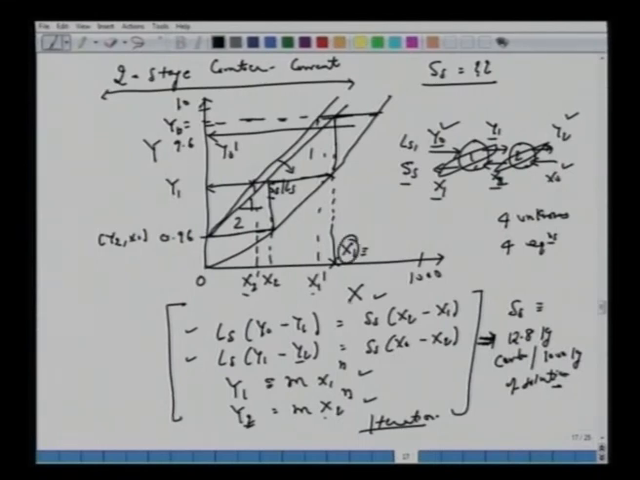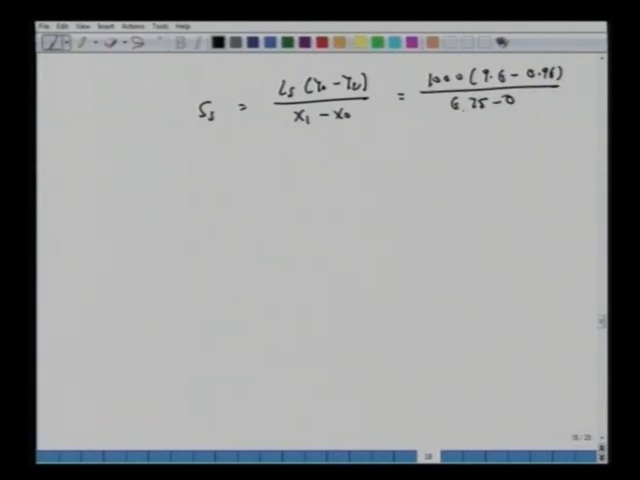If we put all these numbers here, x1, x2, etc., this x1 will be 675. So from the slope here, one can also obtain the value of Ss, which is nothing but Ls times (y0 minus y2) over (x1 minus x0). So that's the triangle you have taken. Ls is 1000, y0 is 9.6 minus 0.96, over 675 minus 0. This will give us 12.8 kg of carbon per 1000 kg of solution.